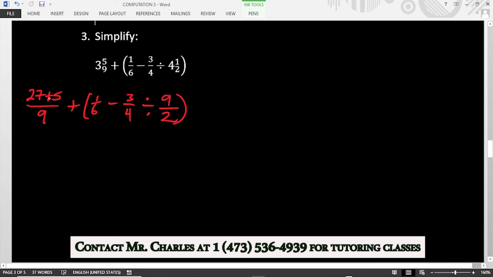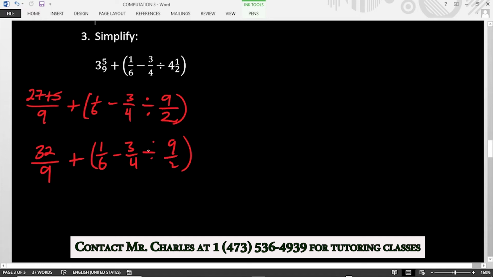27 plus 5 gives us 32. So that's 32 over 9 plus 1 over 6 minus 3 over 4 divided by 9 over 2. Okay, the next step is to do what is in the bracket, right? Simplify what is inside the bracket.